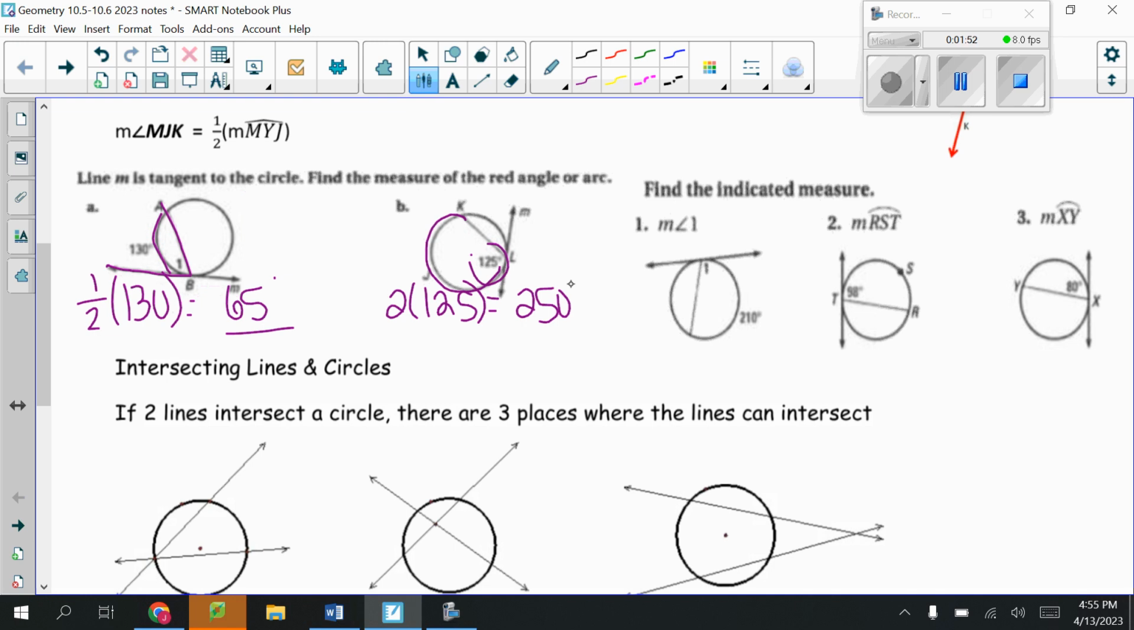The next one over here says find the indicated measure. First, the measure of angle 1. I know its intercepted arc is 210, so I just want half of that. So half of 210 degrees is 105 degrees.